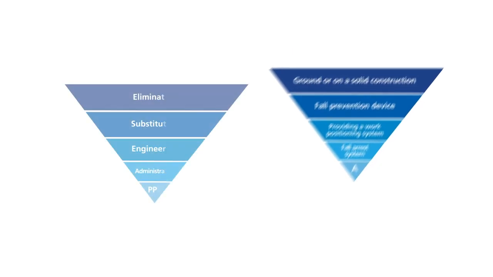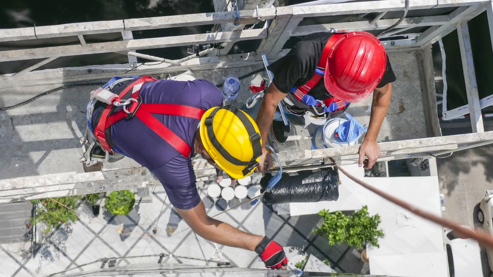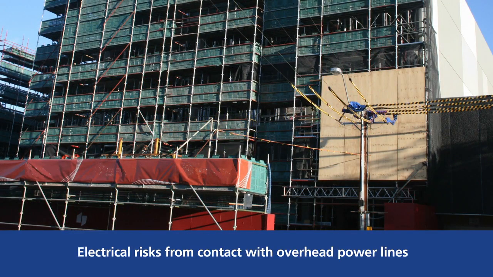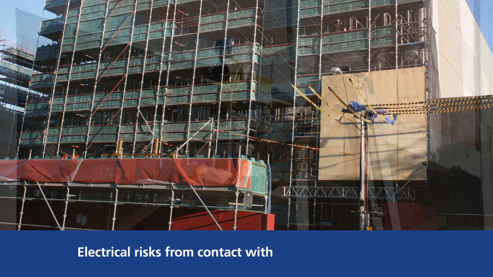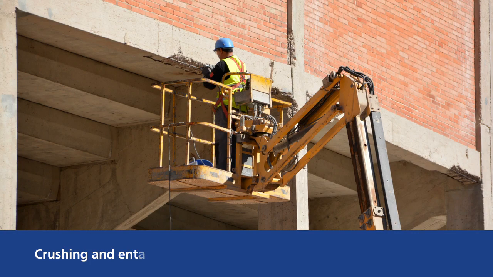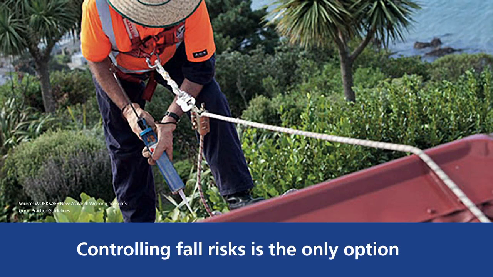The control measures are ranked from the highest level of protection and reliability to the lowest. In some cases, a combination of control measures may be necessary. You should also ensure that the control measures you select do not create new hazards. Any new hazards created must also be controlled. The control measures implemented must be monitored to ensure they work as planned and remain effective. Remember, controlling fall risks is the only option.